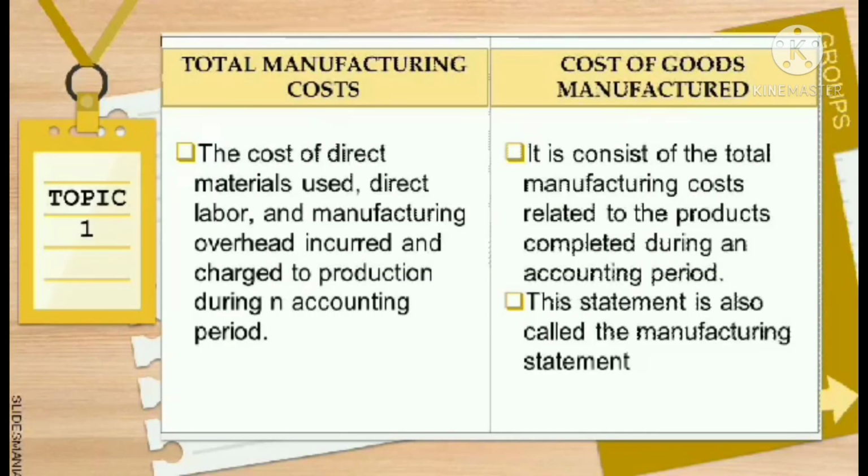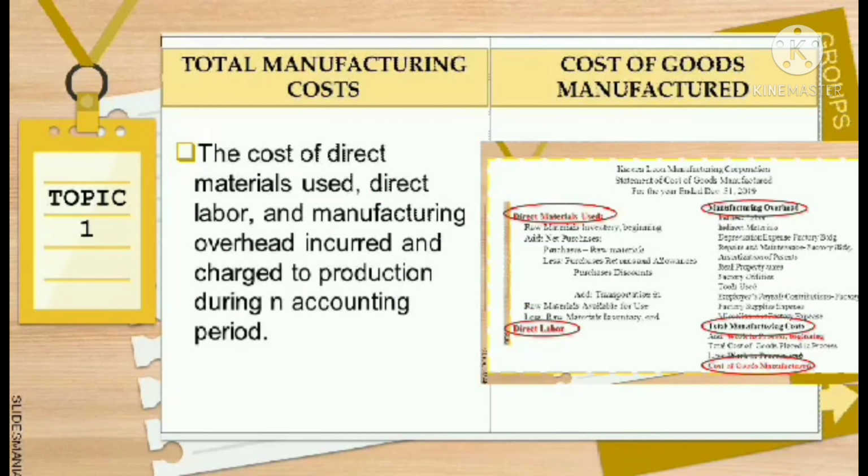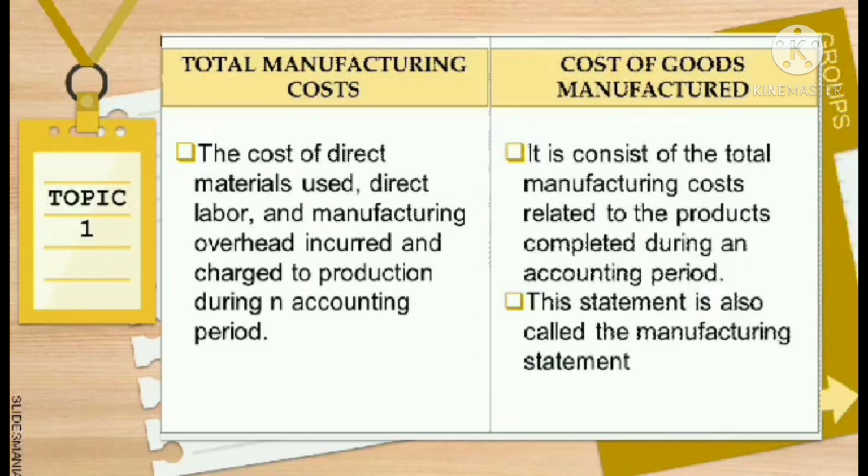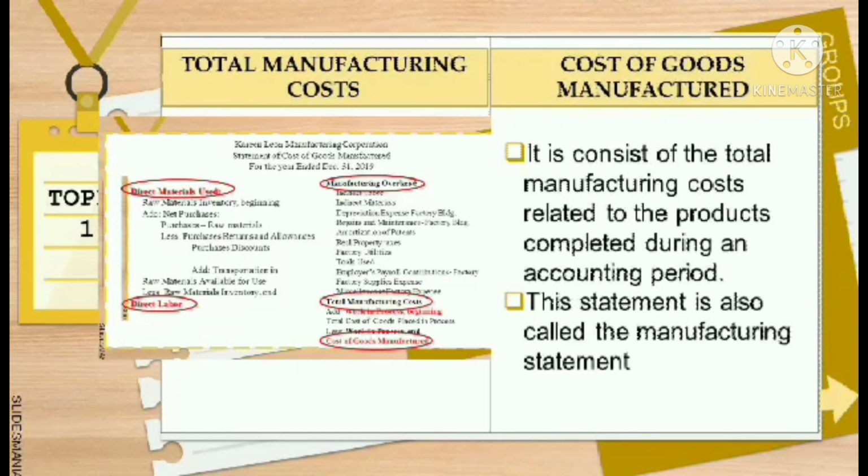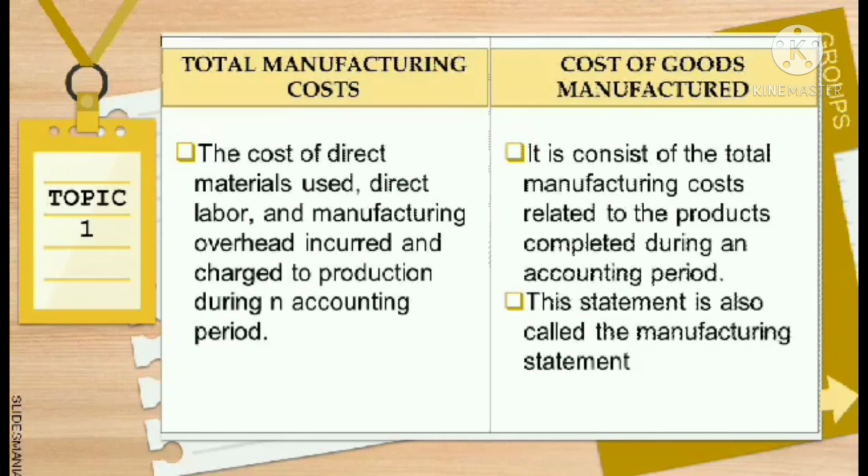Total manufacturing cost should not be confused with the cost of goods manufactured. Total manufacturing costs are the cost of direct materials used, direct labor, and manufacturing overhead incurred and charged to production during an accounting period, while the cost of goods manufactured consists of the total manufacturing cost related to the products completed during an accounting period. This statement is also called the manufacturing statement.